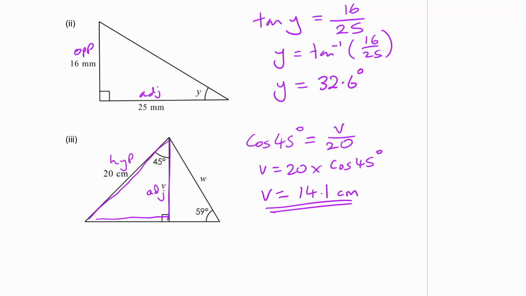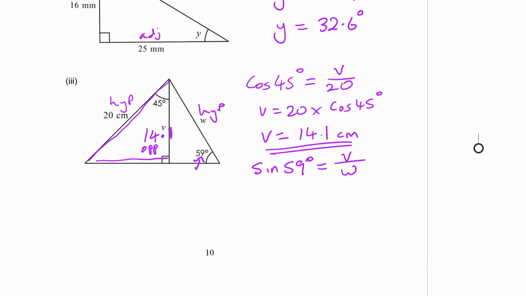And then we know that this one is 14.1, although I won't just use 14.1 because that would be inaccurate. I'll use the whole value on the calculator. And if the angle is here, that one is the opposite, and this one is the hypotenuse, so we're using the sine. Sine of 59 degrees is equal to V over W. And in this situation, we're trying to find the W, remember, we know V now. In this situation, they swap. So W is going to be V divided by sine 59 degrees.